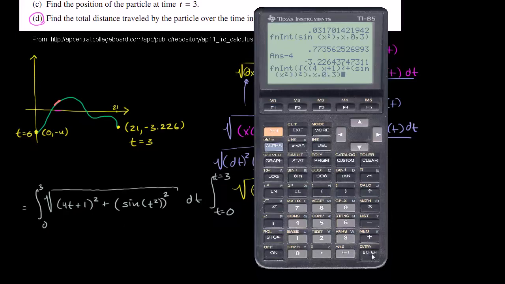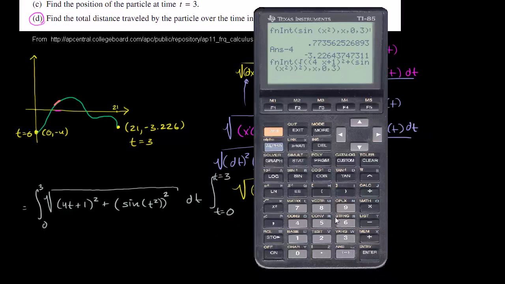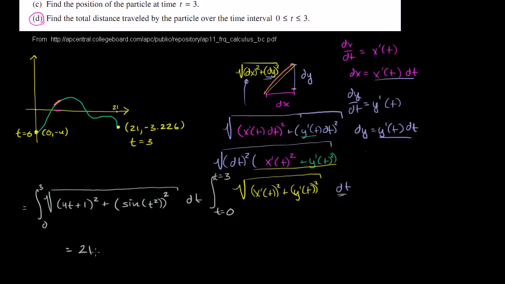3. And so let's let the calculator do all the work here. And we get, it's taking a little time, we get 21.091. So this is equal to 21.091. And that's the entire arc length. That's the distance that this particle traveled.